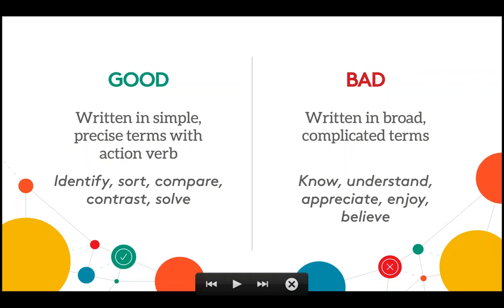What you want to do is avoid ones that are broad or complicated. Again, keep them simple and focused. Things like know, understand, appreciate, enjoy, and believe are okay, but they're not really good ones, because how do you prove that a student knows something or understands it? That can be taken in different ways. Good ones are more measurable. If they have to identify this, this, and this, you can figure out whether the student is succeeding or not.